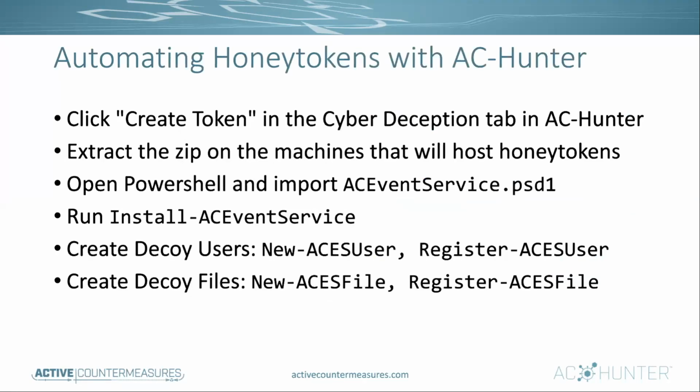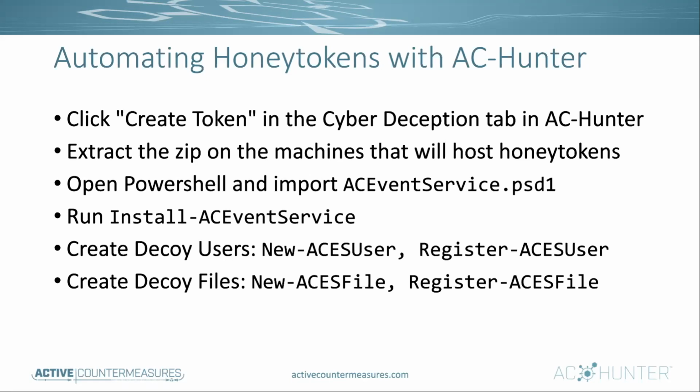So what's the workflow like if we want to create honey token users and honey token files using AC Hunter, compared to everything we just walked through? Basically, it's a six-step process. You're going to log into AC Hunter. You're going to go to the Cyber Deception tab, click Create Token. That'll give you a zip folder that you're going to deploy onto the target machines that host the resources. You're going to import the accompanying PowerShell module, install the log forwarding service, and then you're going to use these PowerShell commands that can create ACES users, AC event service users, or register existing ones.